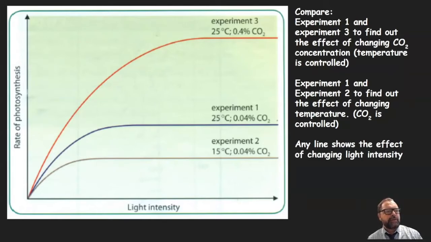Finally, on this graph, you've got a summary of temperature, light, and carbon dioxide concentration. In the exam, you would need to decide which experiment you would compare to tell you about the effect of each factor. So you can see in experiment 1 and experiment 3 that the temperature is constant at 25 degrees C, so therefore is a control variable, and the CO2 concentration is higher in experiment 3 than it is in experiment 1.